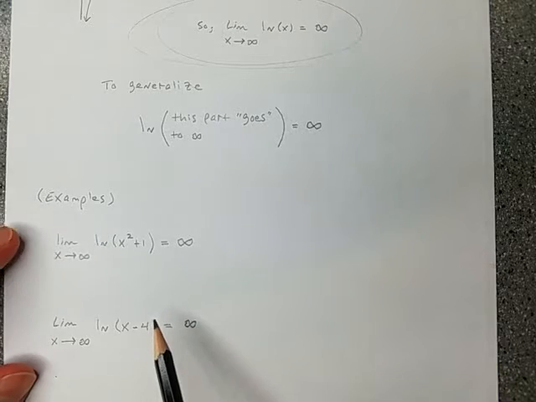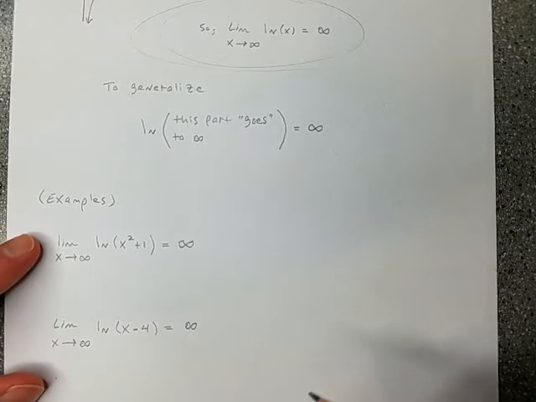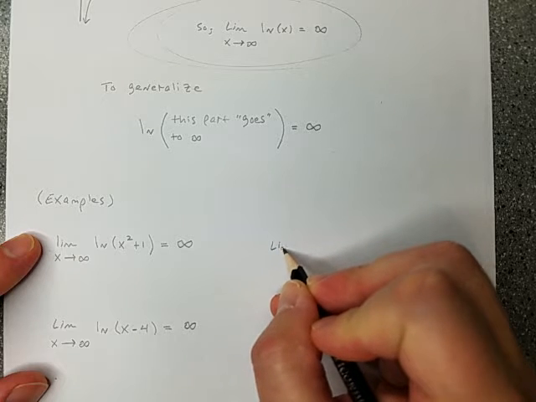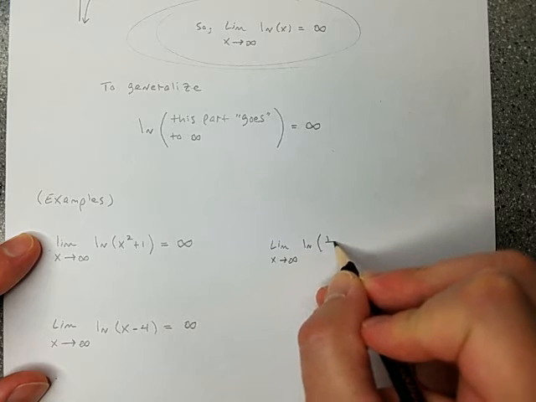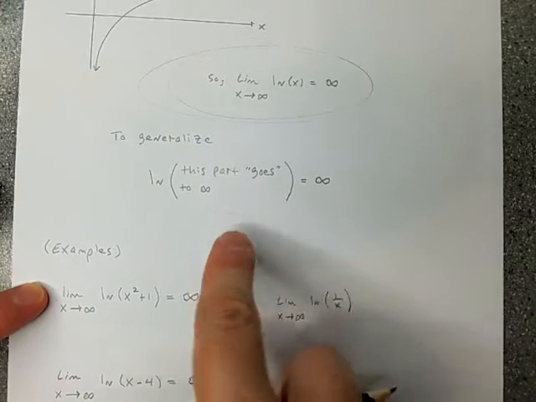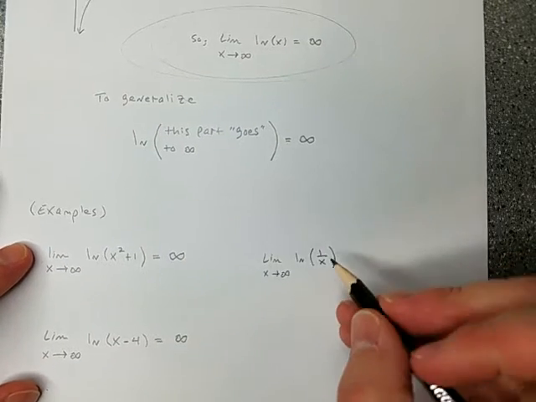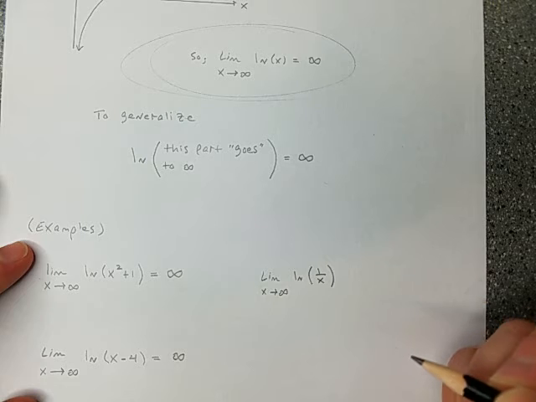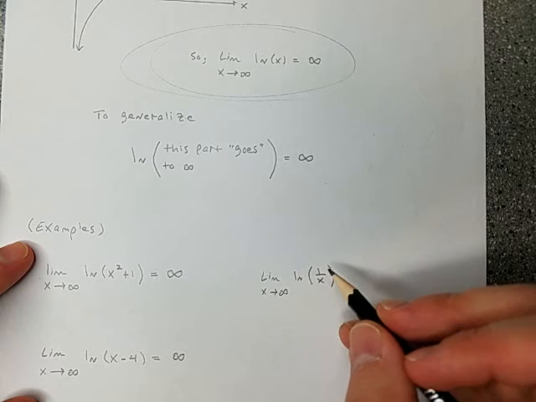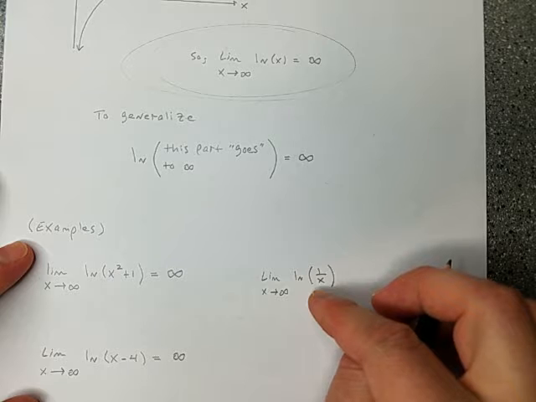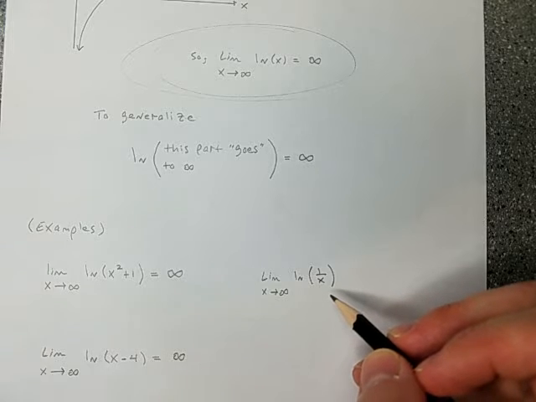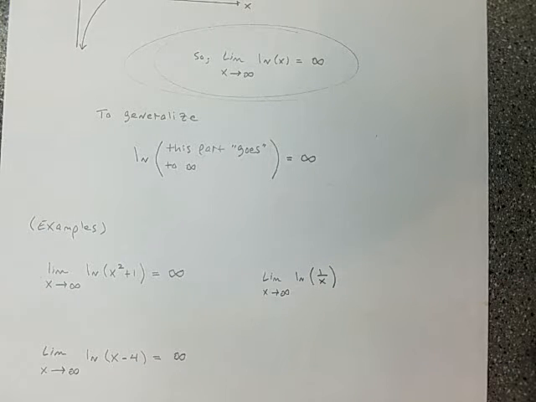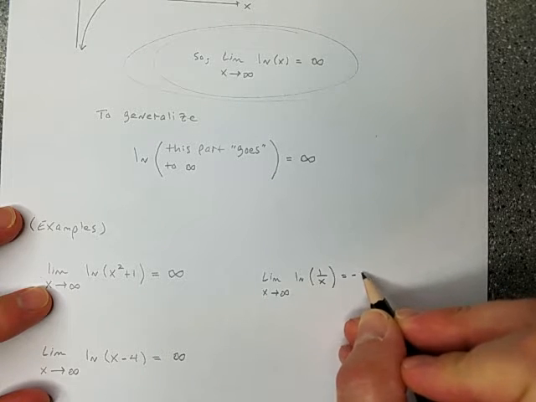It might be that the part inside doesn't. I'll leave you one to think about. How about this: the limit as x goes to infinity of natural log of 1 over x. Does this fit that general principle? Say x goes to infinity. Is the part in here going to infinity? No, not this time. We talked about that one a minute ago. If x goes to infinity, 1 over x will go to 0 from above. It will very gradually get closer and closer to 0. So it turns out this one is negative infinity.